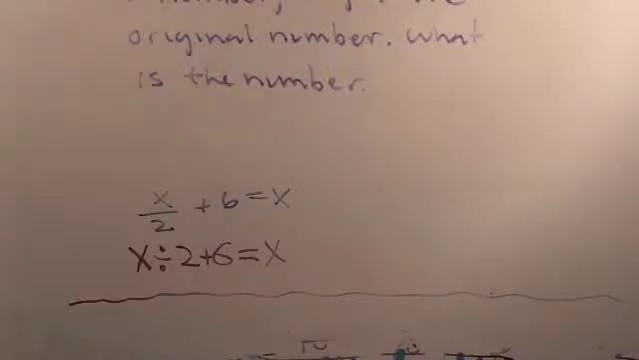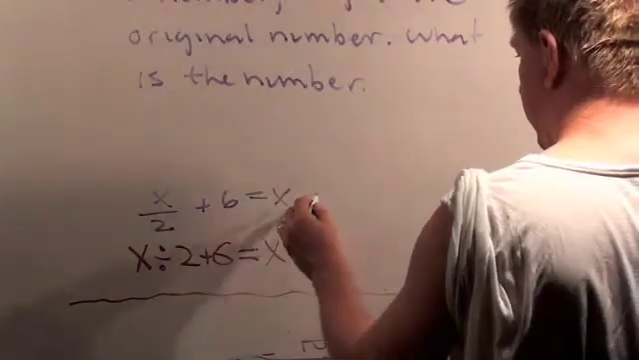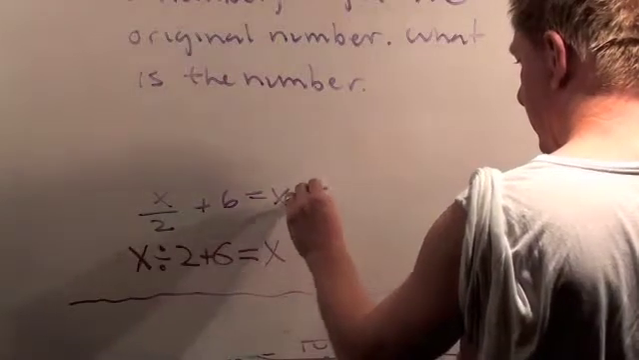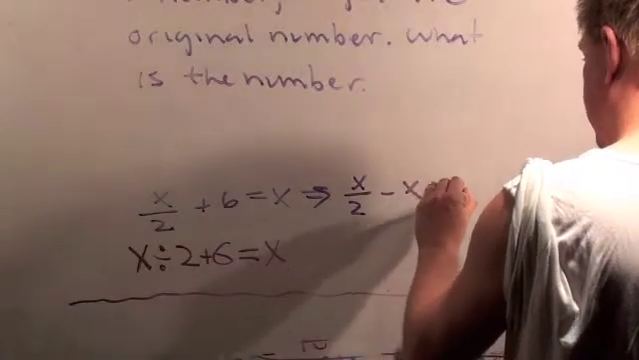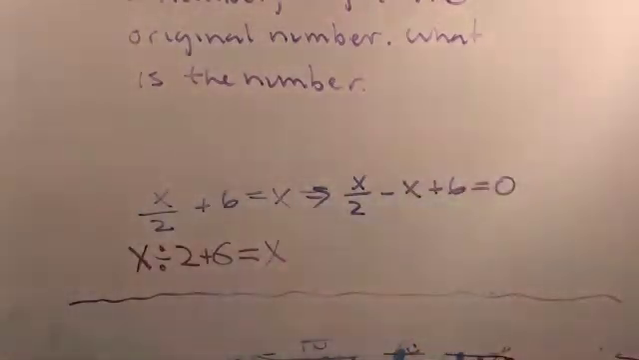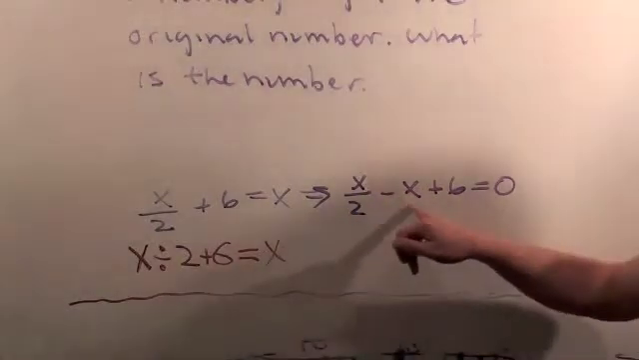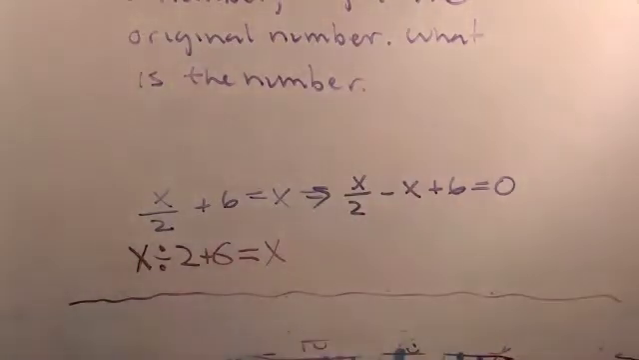We could subtract an x from each side. Okay. So now we have an interesting question. If we subtract an x from both sides, we would get x divided by 2 minus x plus 6 equals 0, right? Yeah. So what is x divided by 2 minus x? What is 1/2 x minus x becomes the question. What's 1/2 minus a whole number? A half minus a whole.